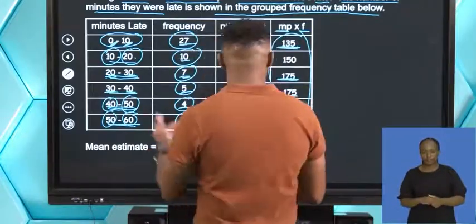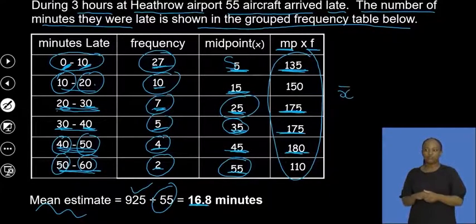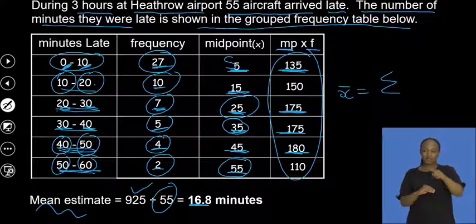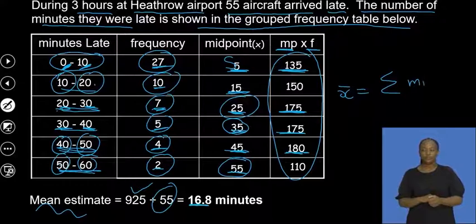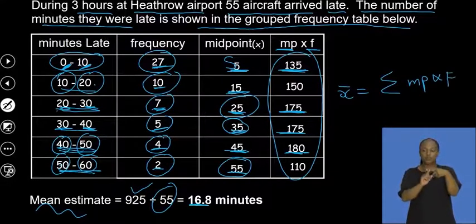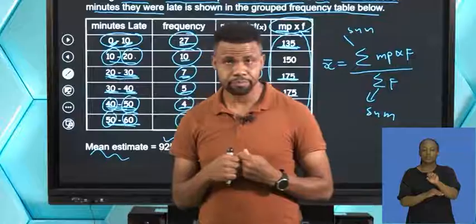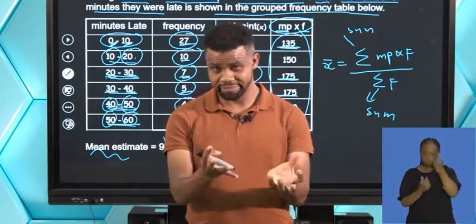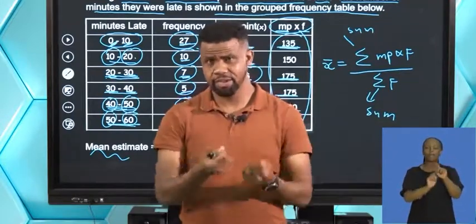Okay. So this mean, mathematically, if I have to write it, another symbol for mean is x bar. It will be sigma. Remember, this is the sum of mp times f, which is what we added, the sum of that, over the sum of frequency. This means sum. That also means sum. We call that sigma. Okay. Good. Hope this makes sense, guys. Not the actual mean, but an estimated mean.